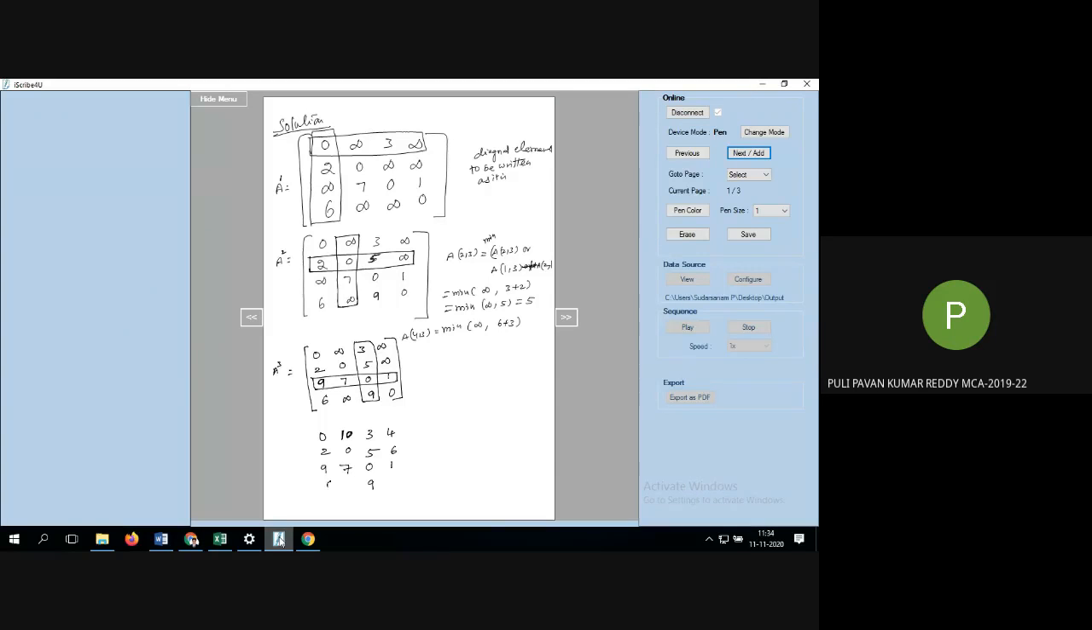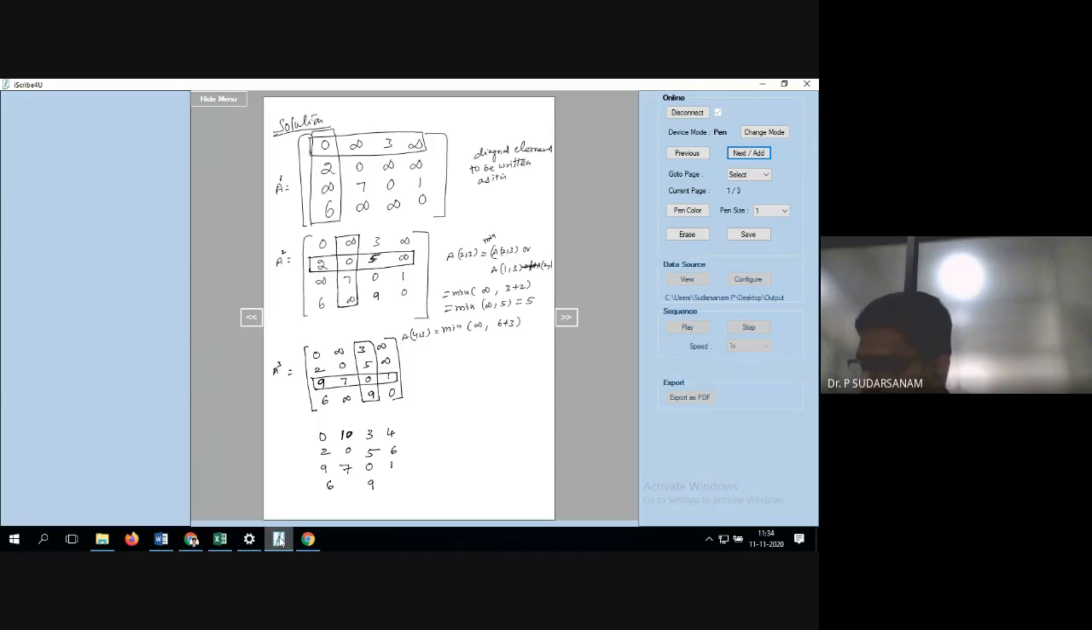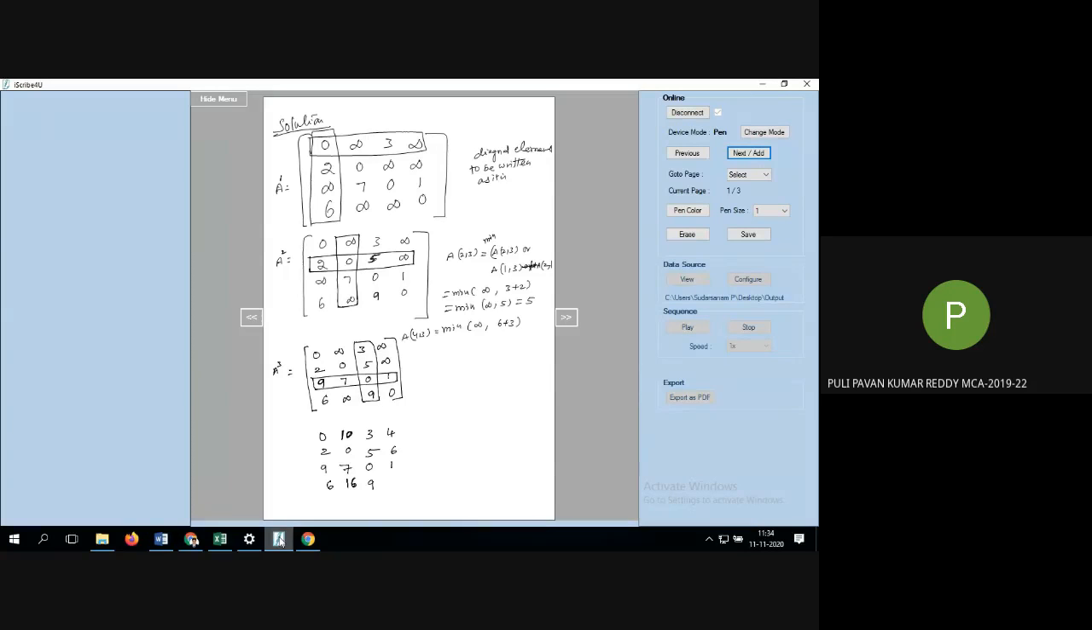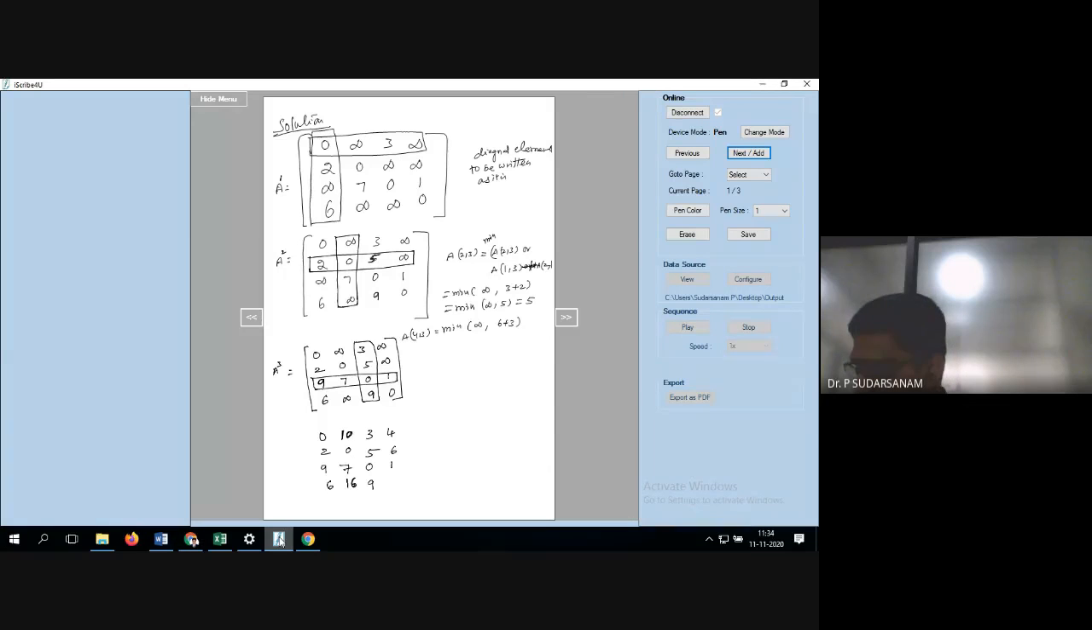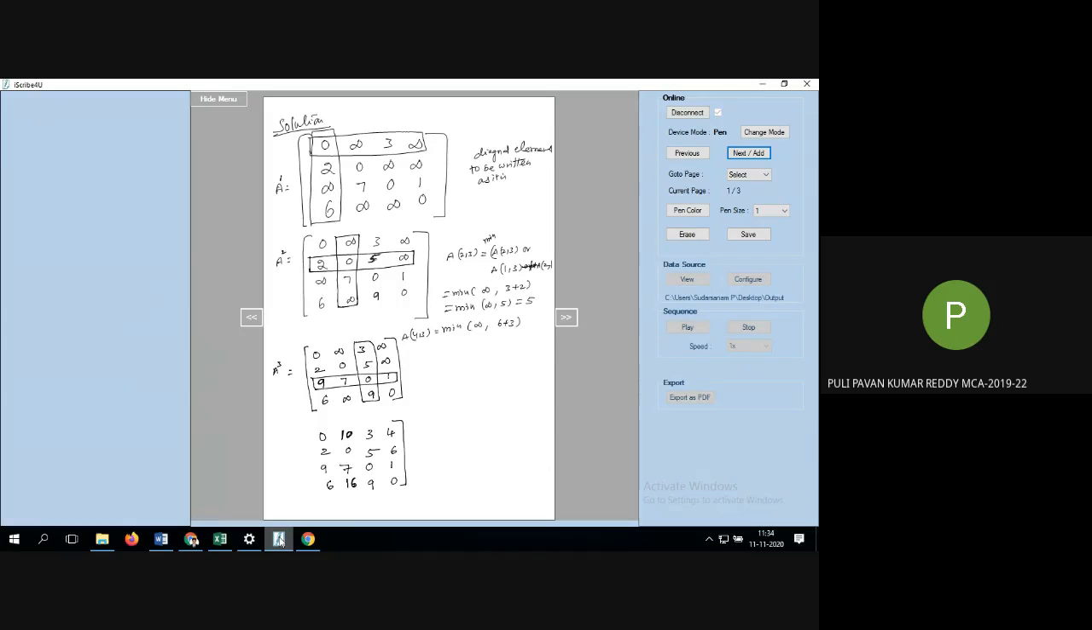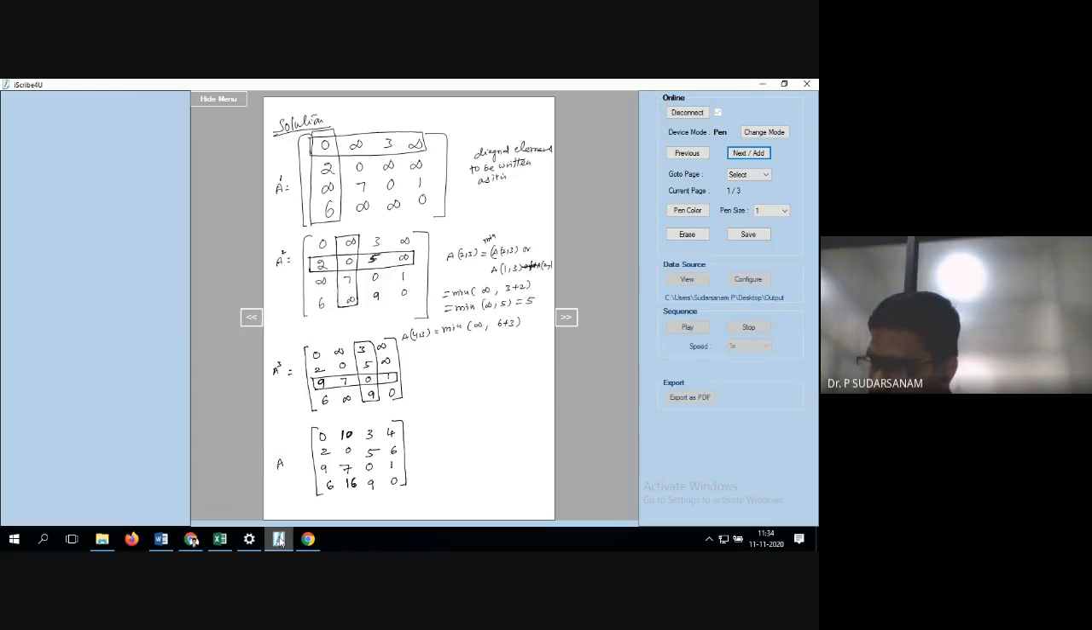Next, fourth row, fourth column. 6. 16, 7 plus 9, 16. 16, sir. Next, 0, diagonal element 0. Very good. This is called A of 3. Next, A of 4. Here only I'll write it.